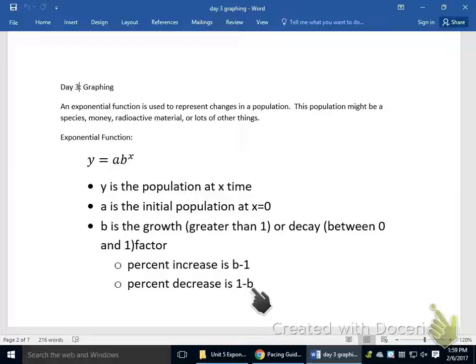All right, so you've got to keep this in mind whenever we're going through these problems. Your percent increase and your percent decrease really is found by how far the value is from 1. If it's above 1, you'll take away 1 from b. If it's below 1, you'll do 1 minus b. But it's how far this value is from 1.